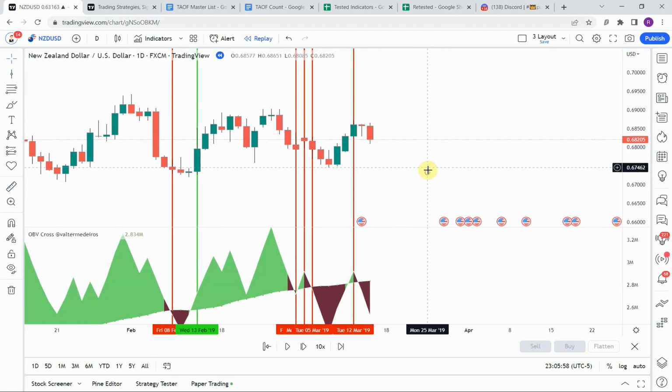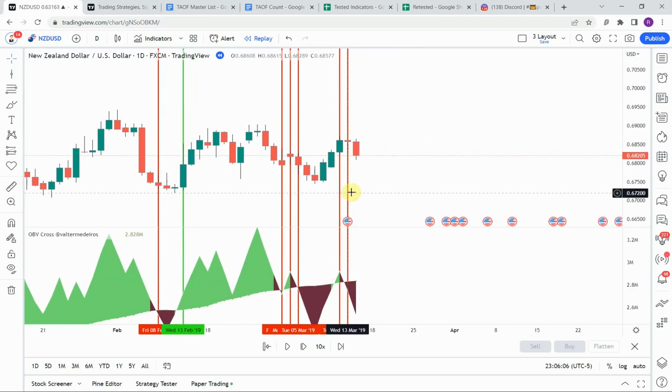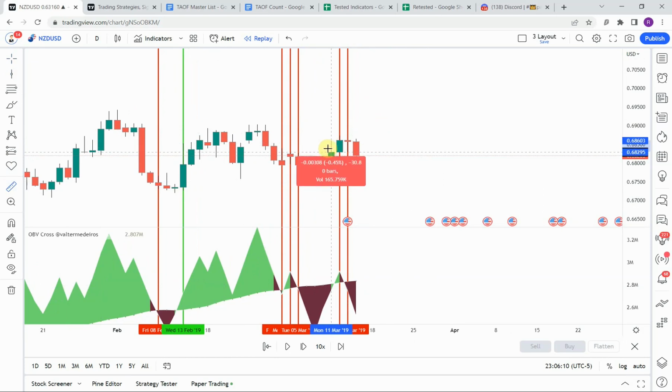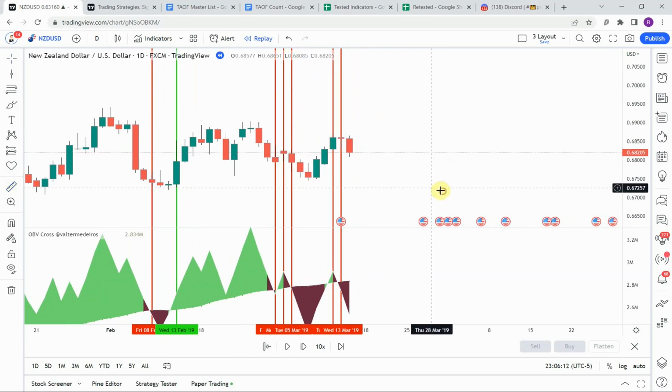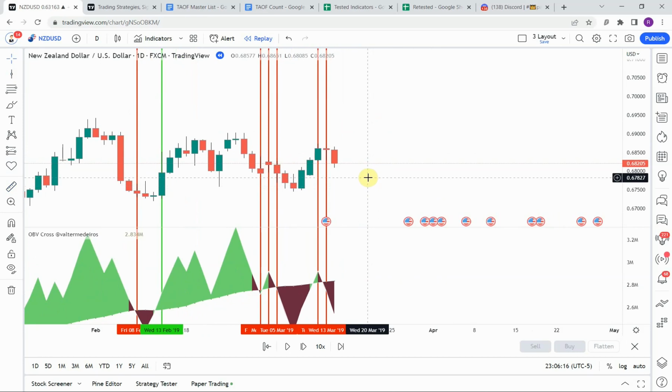So we break up there for a long signal, and it looks like that's going to be stopped out on the next candle right here, as we then spike back to the downside there for a short. And it's like we haven't quite hit our take profit yet on that one. So let's go ahead and play it forward a little bit here and see what we get.